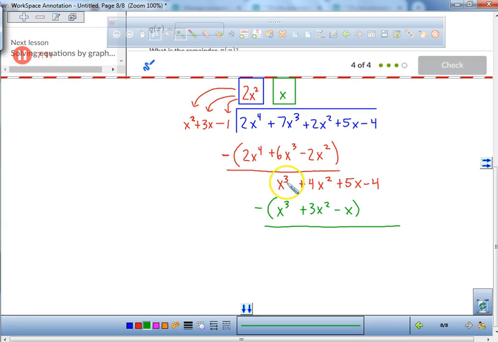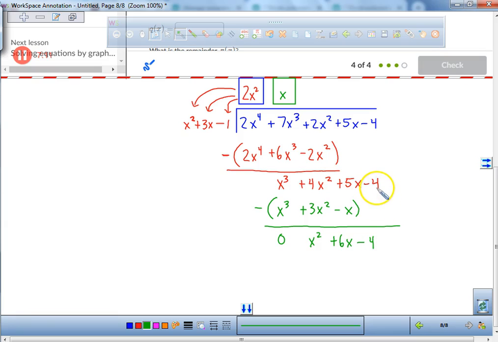So now let's do some mental math. X cubed minus x cubed is 0. What is 4x squared minus 3x squared? That's just going to be x squared. But what's 5x minus a negative x? A negative times a negative is a positive. So what's that going to give us? It's going to get us a total of 6x minus a 4.